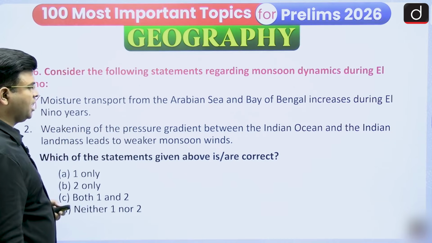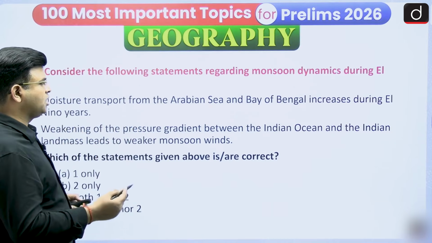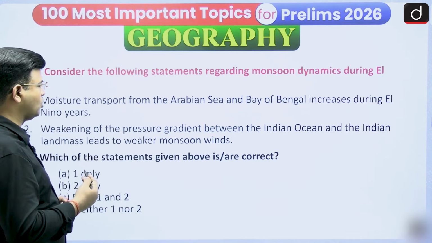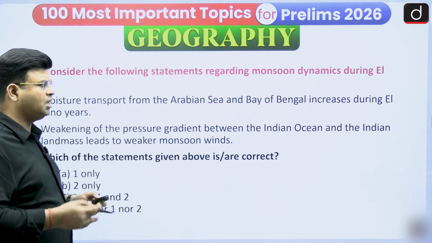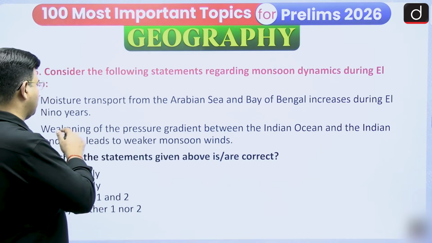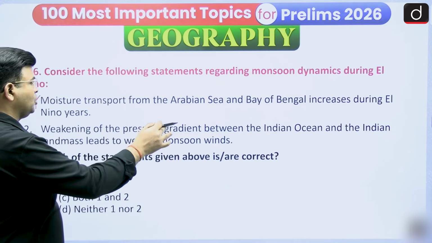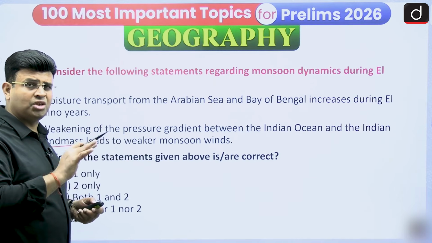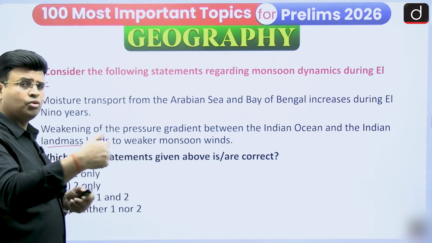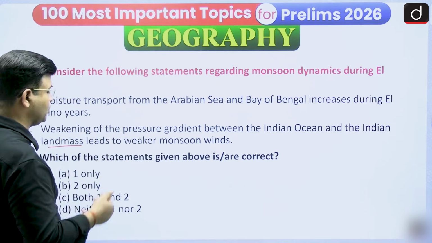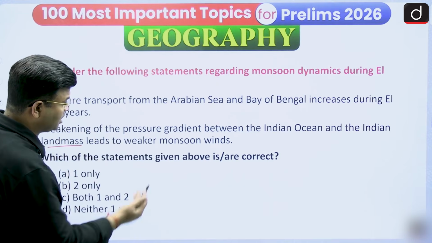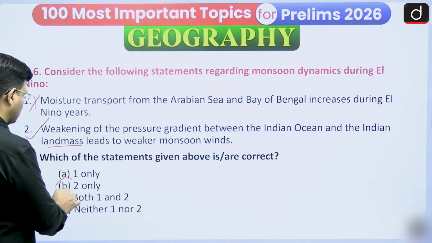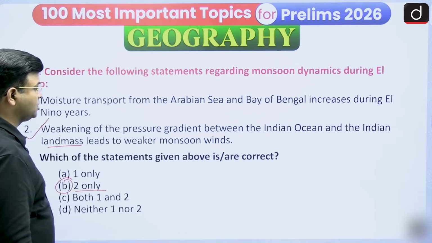Weakening of the pressure gradient between the Indian Ocean and the Indian landmass leads to a weaker monsoon. Yes, the Indian landmass is relatively low pressure, and its intensity reduces because of the descending air. So there is a weakening of the pressure gradient between the Indian Ocean and the Indian landmass. So this is the right one. You can say that only 2 statements are correct.